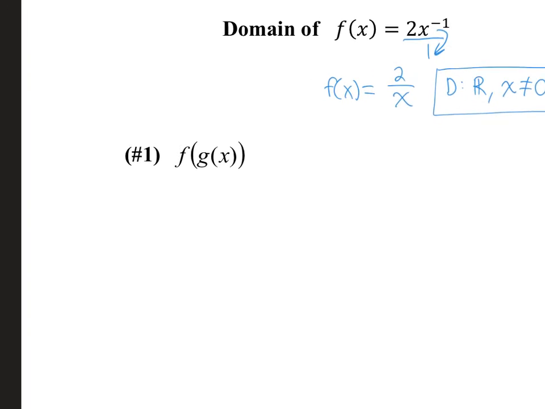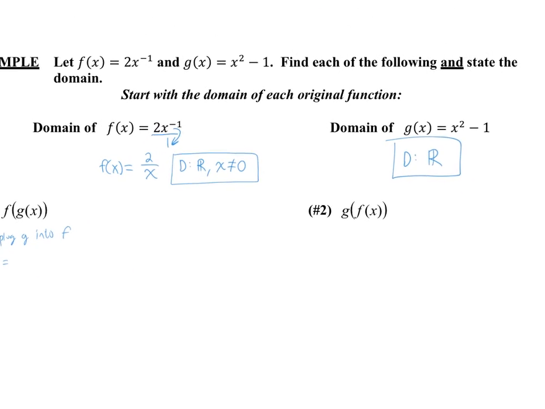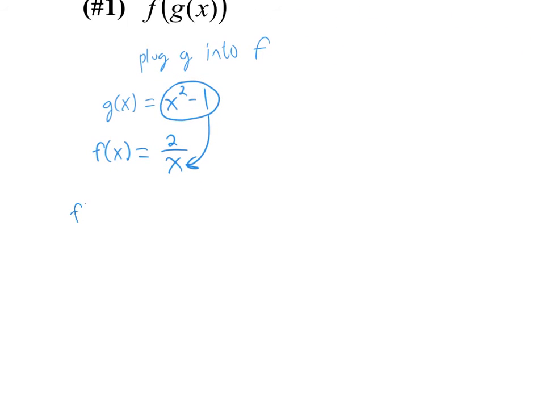All right, so we have f of g of x. Are we plugging g into f or f into g? We work our way inside out, so we're plugging g into f, right? So g of x is going to equal x squared minus 1, and f of x was 2 over x. So we're going to take this x squared minus 1 and plug it in for x in the bottom here. We'll plug it in wherever you see an x in the other equation.